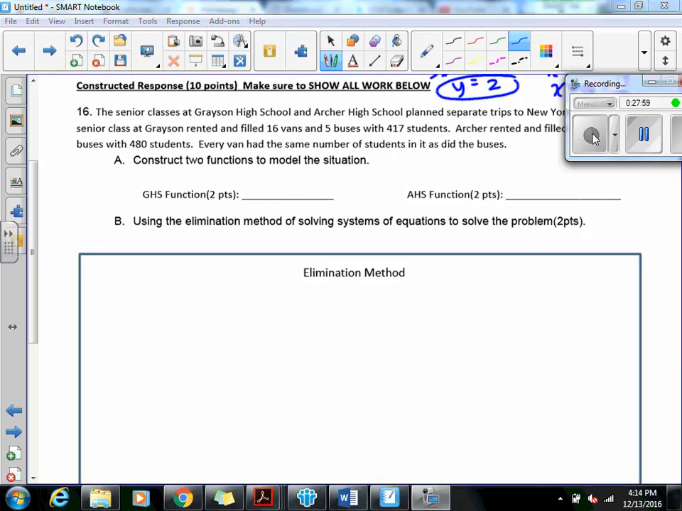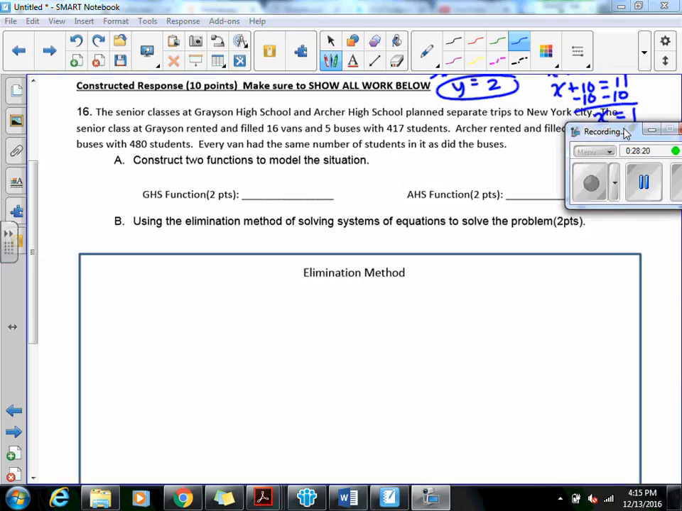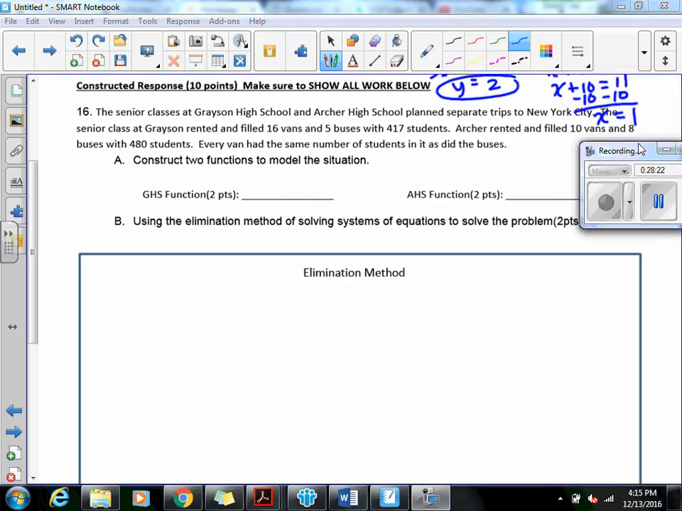So we're on the last problem. Yay! It says the senior classes at Grayson High School and Archer High School planned separate trips to New York. The senior class at Grayson rented and filled 16 vans and 5 buses with 417 kids. Archer rented and filled 10 vans and 8 buses with 480 students. Every van had the same number of students in it as did the buses.